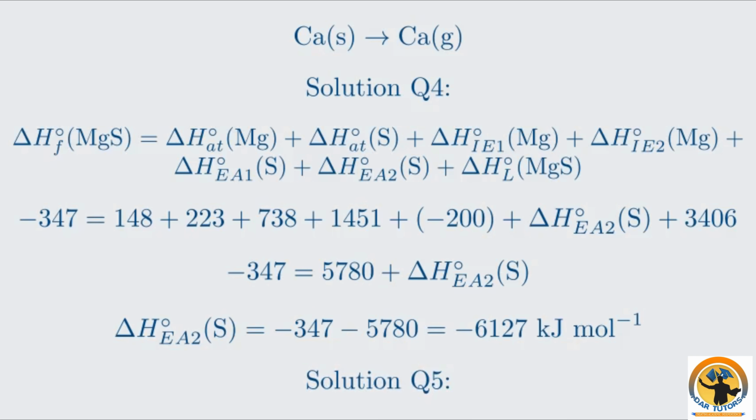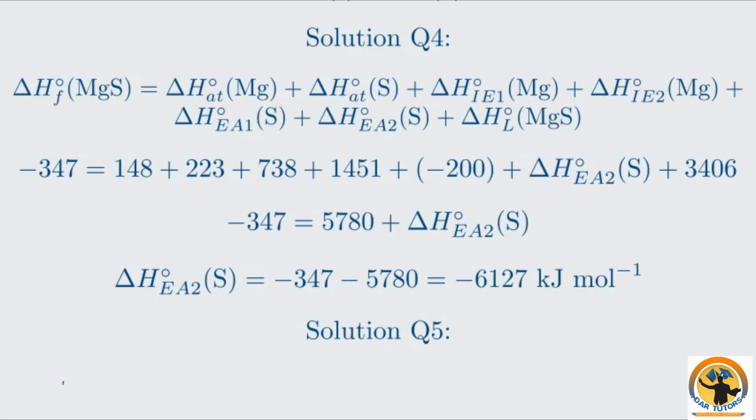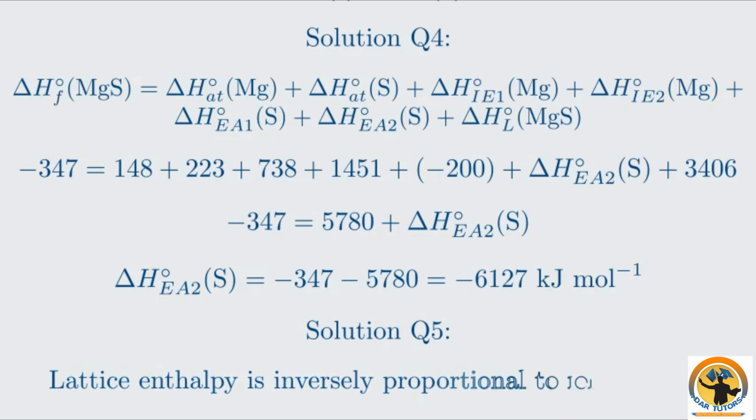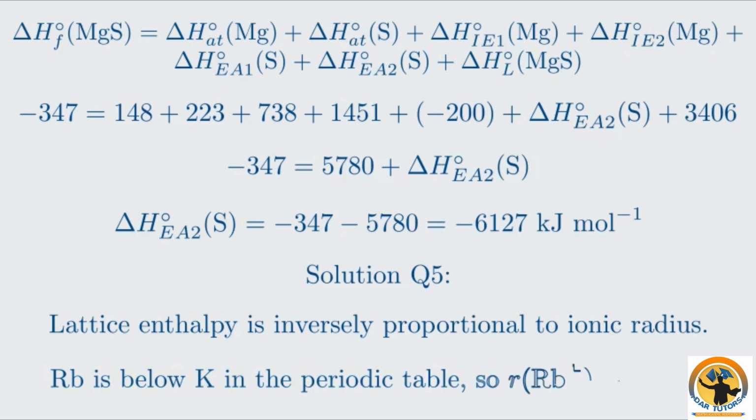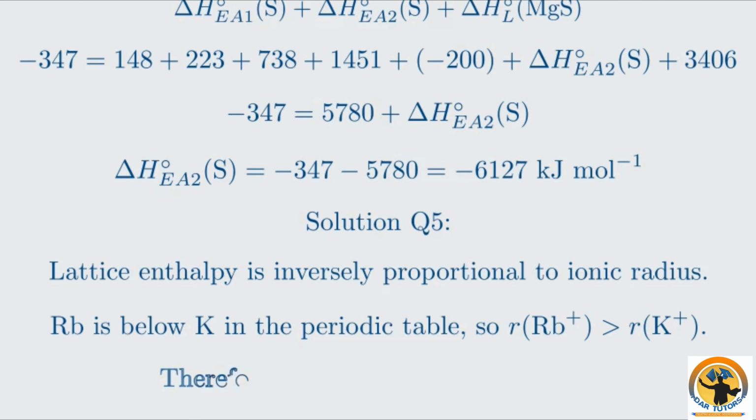Solution to Q5. Both compounds have +1 and -1 ions, so we compare the radii of the cations. Rubidium is below potassium in the periodic table, so the Rb+ ion is larger than the K+ ion. Because lattice enthalpy is inversely proportional to ionic radius, a larger radius means a weaker attraction and a lower lattice enthalpy. Therefore, RbCl has a lower lattice enthalpy than KCl.